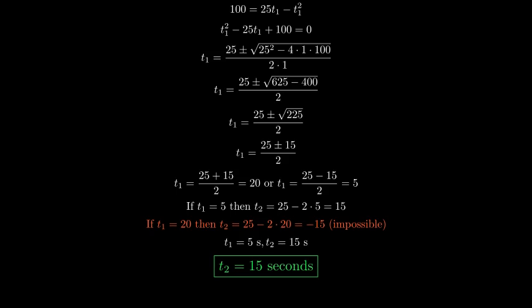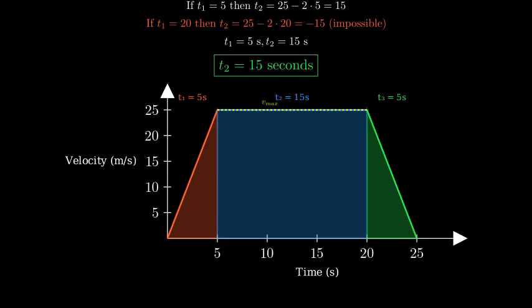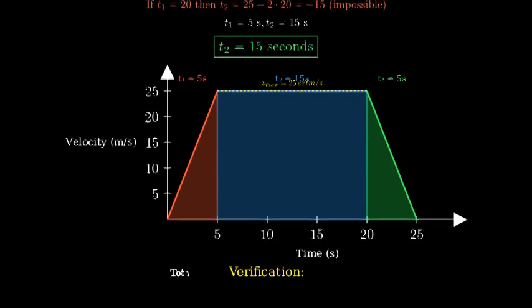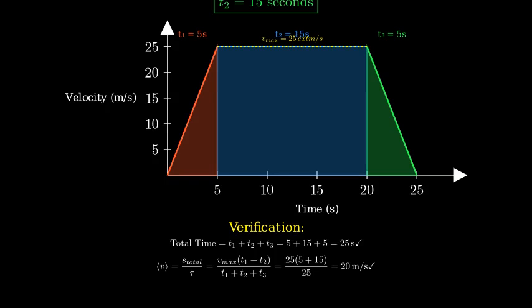Let's visualize our final solution. The car accelerates for the first 5 seconds, reaching a velocity of 25 meters per second. Then it moves uniformly at this velocity for 15 seconds. Finally, it decelerates for another 5 seconds until it stops. We can verify our answer by checking that the average velocity is indeed 20 meters per second and that the total time is 25 seconds as required.